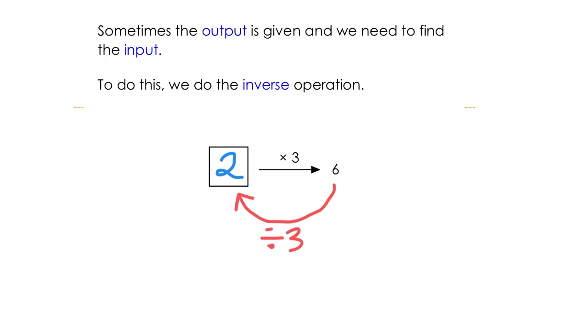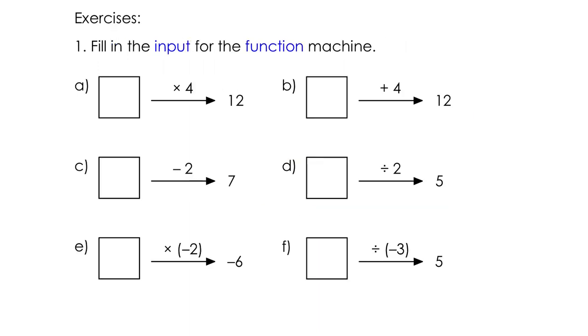And you can always check your answer. 2 times 3 is 6, so it worked out. So try these ones on your own. Fill in the input for the function machine. You know the rule, you know the output, so work backwards, use inverse operations to find what the input was. Pause the video and try this on your own, and then check back in to see how you did.